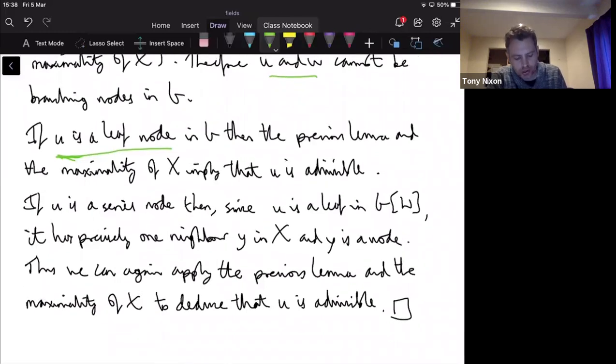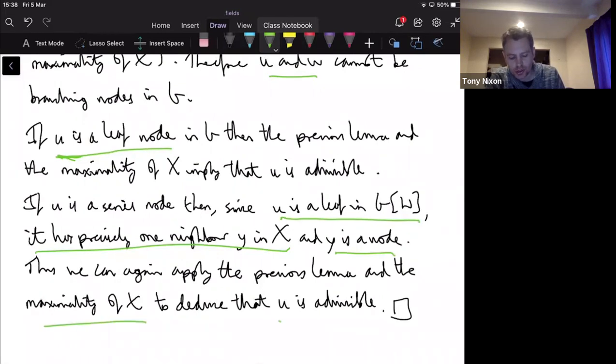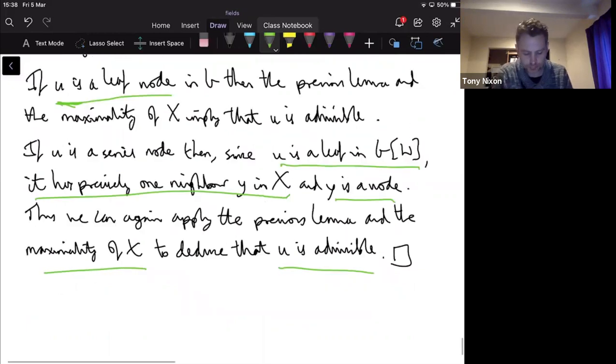And if U is a series node, then U is a leaf node in G of W, and it has precisely 1 neighbor in Y, and hence, because it's a series node, that neighbor is a node, and that means we've satisfied the assumptions in part A. And so we can again apply the previous lemma along with the maximality of X to deduce that we're going to get a contradiction, and hence find that U must be admissible. And hence in all cases, we've found an admissible node, and so we've completed the proof of the theorem.